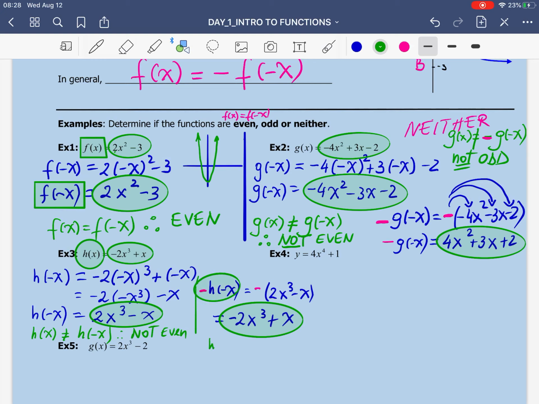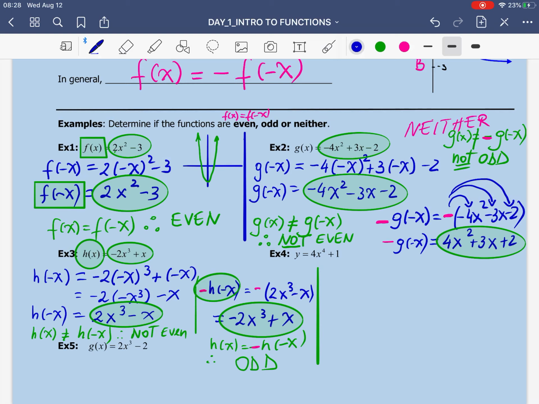So we'll say that h of x equals negative h of negative x, and that will make this function odd, very odd. Okay, so moving on to the next example, and by all means you may stop the video and try to do that on your own.